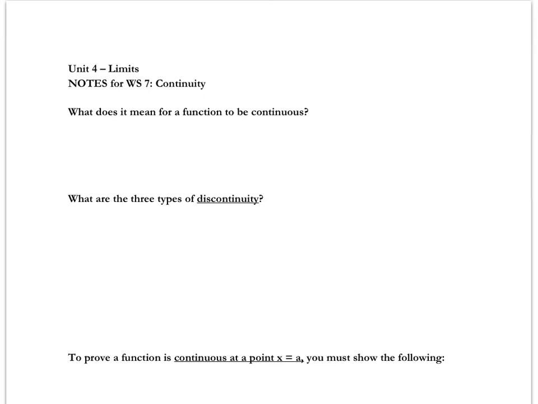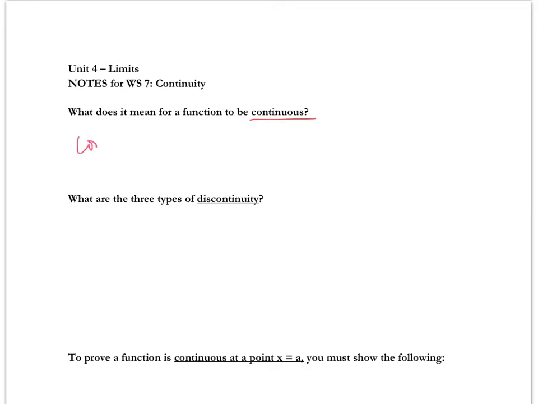We've been talking quite a bit over the last week about how to find the limit of a function as it approaches a specific x value. Many times we've been talking about how if the graph is continuous at that point, then the limit exists. What we're going to do today is really dive into the definition of continuity and how to tell when a function is continuous, how to prove it, and also how to prove that a function is not continuous at a specific x value.